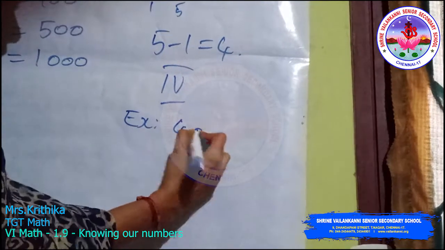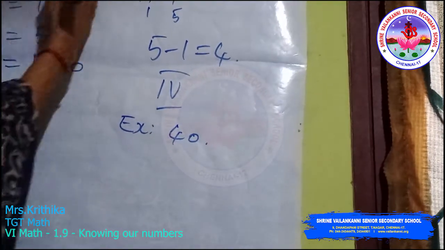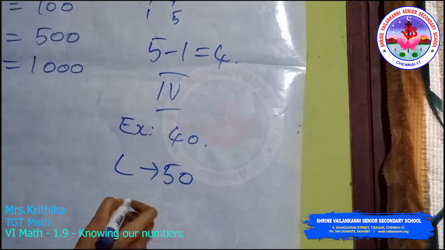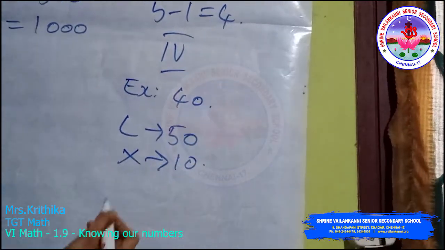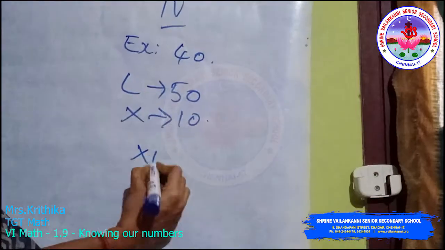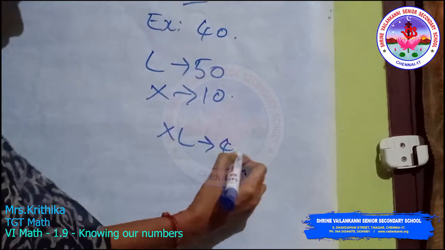40. Here L is 50, X is 10. So you can write XL. This is 40. Roman numeral of 40.